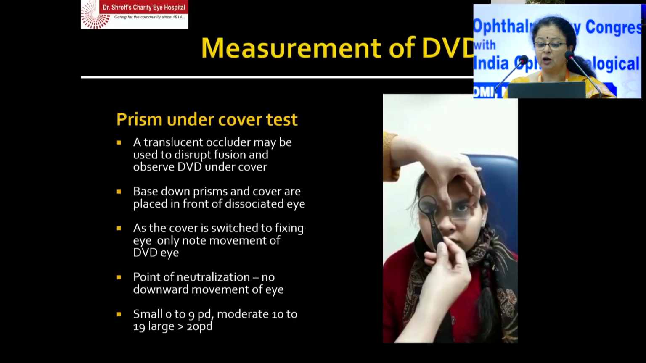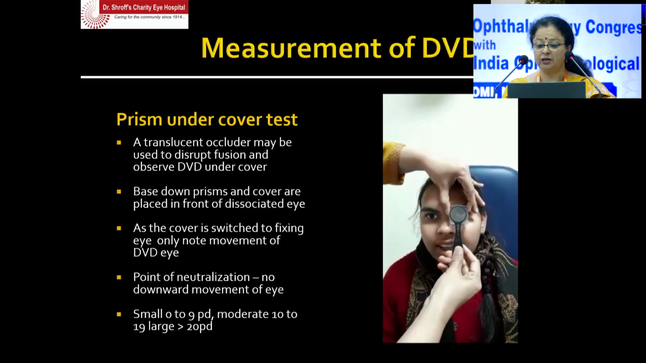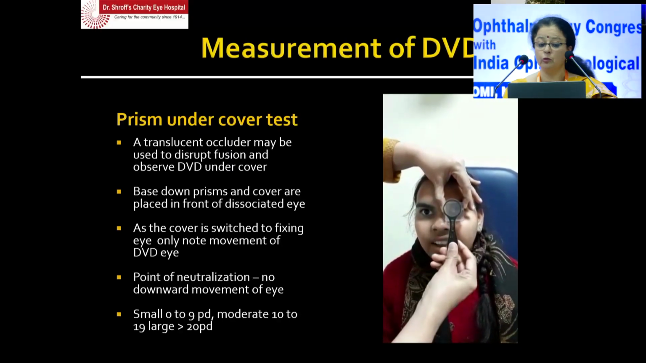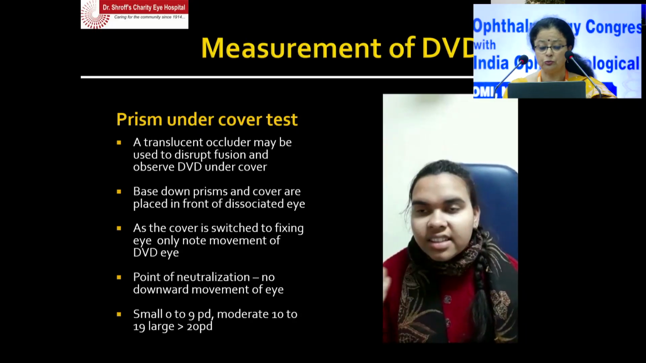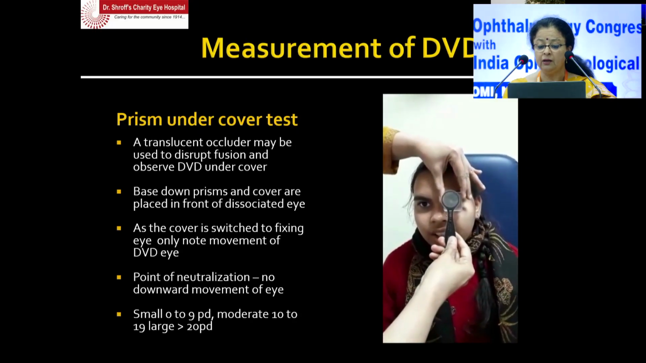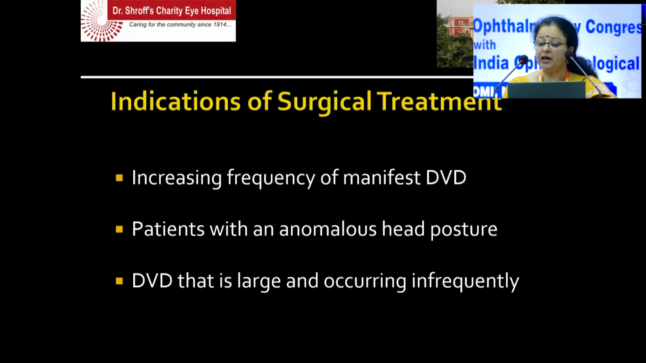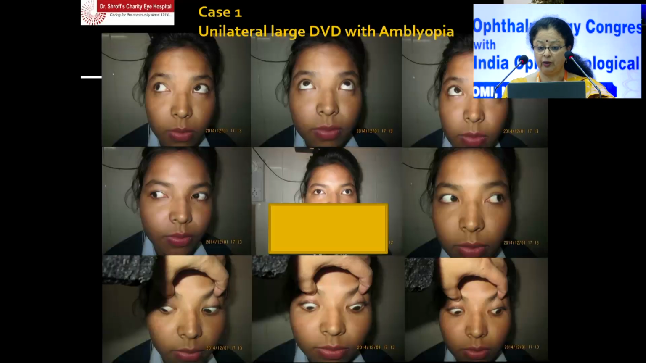Base down prisms are placed in front of the dissociated eye, and you stop when there is no downward movement of the eye. So you can have small, 0 to 9 PD, moderate, 10 to 19, and greater than 20 PD. What are the indications for surgical management? When there's increasing frequency of manifest DVD, or patients with anomalous head posture, or DVD that is large and occurring infrequently.